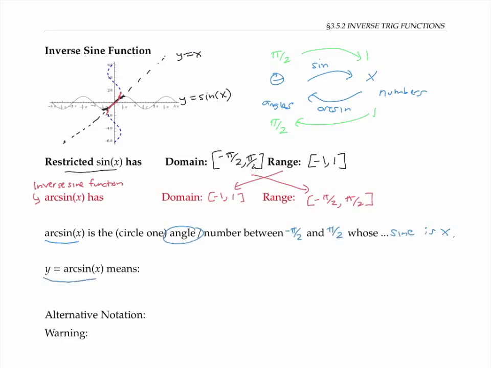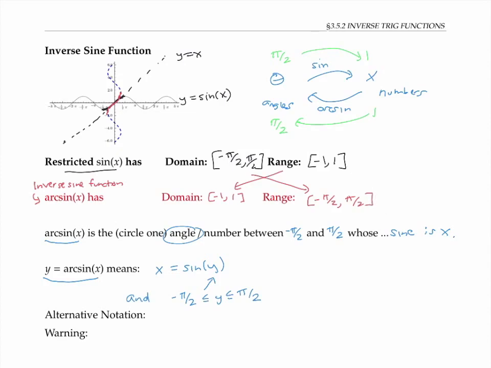y is equal to arc sine x means that x is equal to sine of y. But since there are many angles y whose sine is x, right, they all differ by multiples of 2 pi, we specify also that y is between negative pi over 2 and pi over 2. That was the whole point of doing this domain restriction in order to get a well-defined inverse value.